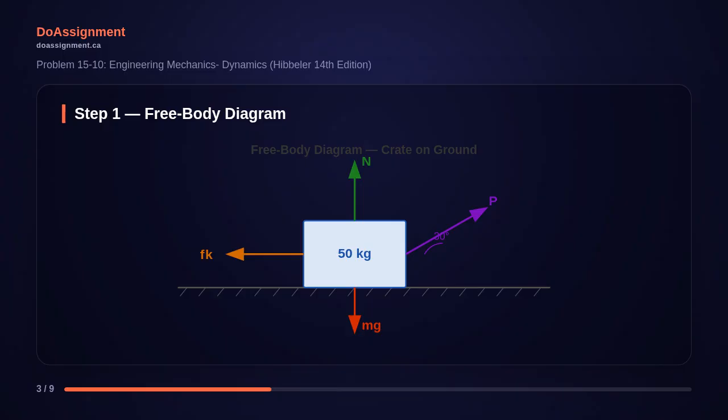Here is the free body diagram of the crate. The weight acts downward, the normal force acts upward, the applied force P acts up and to the right at 30 degrees above horizontal, and kinetic friction acts to the left opposing the rightward motion.